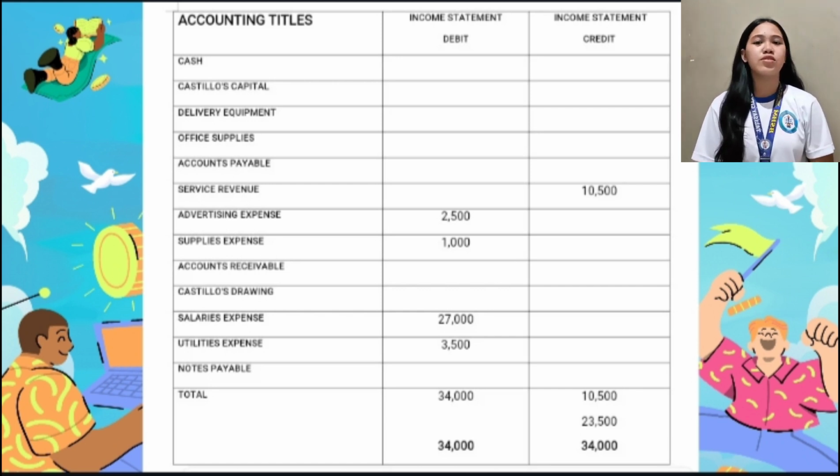Revenue. What is revenue? Revenue is imong kita. Expense. What is expense? Imuhang gasto sa imuhang negosyo. Net income. Dira ka makaibaw if mas dako imuhang kita kaysa sa imuhang nagasto. Net loss. Ara ka sa makaibaw kung mas dako ba imuhang nagasto kaysa sa imuhang kita.